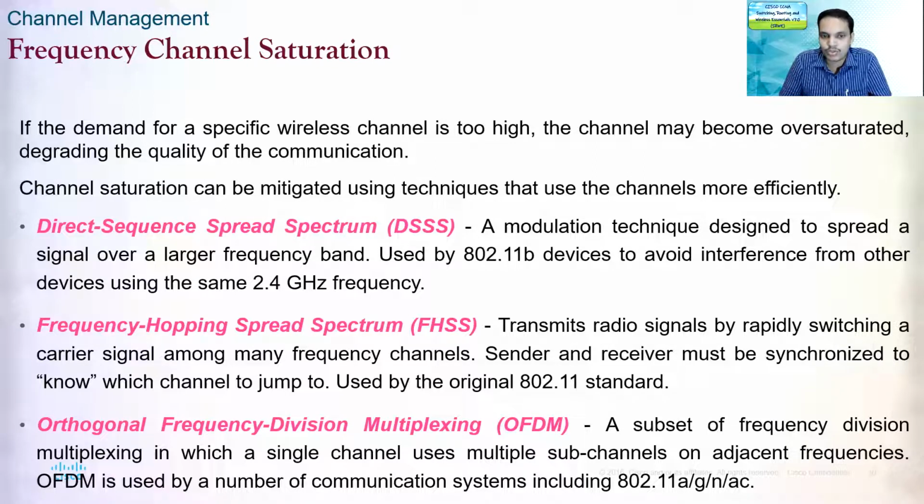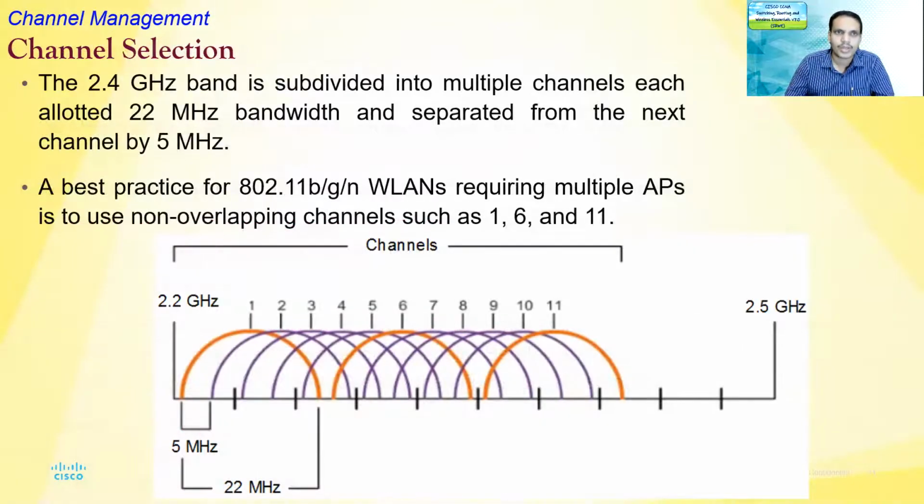This OFDM is used by a number of communication systems, which includes the current standards of 802.11 a, g, n, and ac, which use OFDM techniques. And as I told you about the channels, the 2.4 gigahertz band is once again subdivided into multiple channels. Each one is allocated 22 megahertz. You can see in the diagram here, there are many channels, and each channel is 22 megahertz wide, and it is separated from the other by 5 megahertz. You can see the 5 megahertz here.